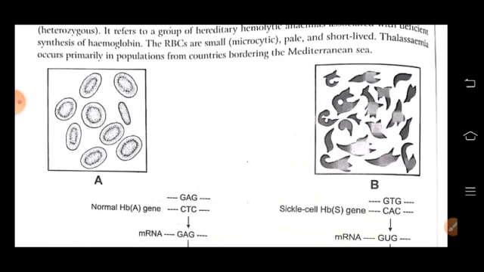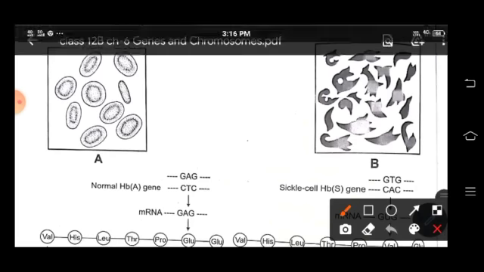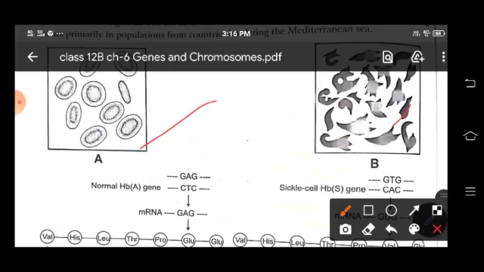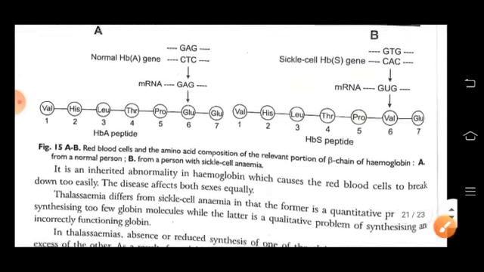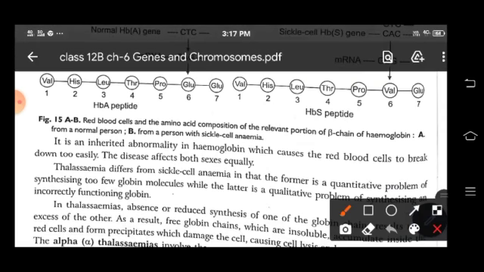So here are the sickle cells. These are the sickle cells, normal cells, sickle cells. Now, it is an inherited abnormality in hemoglobin which causes the RBCs to break down too easily. Now, it affects both the sexes equally.